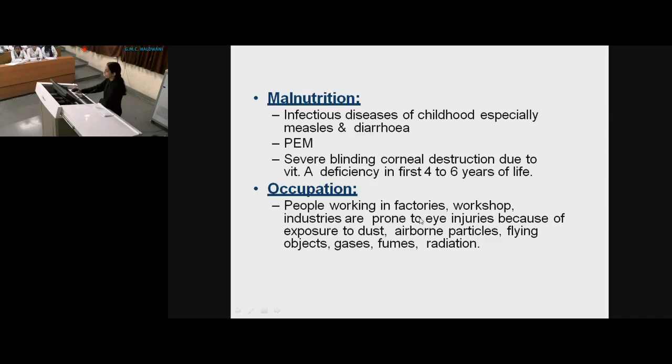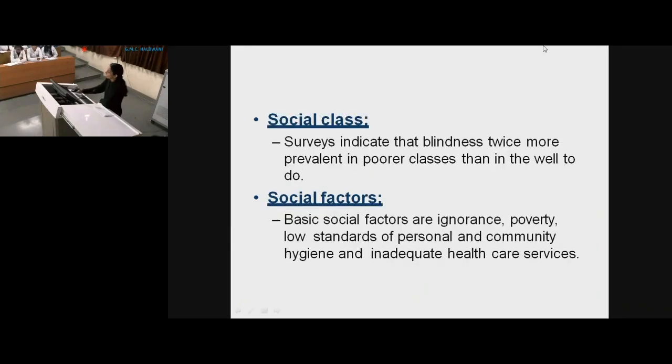Occupation: people working in factories, workshops, and industries are prone to eye injuries because of exposure to dust, airborne particles, flying objects, gases, fumes, and radiation. So this is an occupational hazard. And when the question is regarding occupational hazard or occupational injury, this should be enumerated as one of the causes. Social class: blindness prevalence is twice as common in poor classes than in the well-to-do class. Social factors responsible are ignorance, poverty, low standard of personal and community hygiene, and inadequate health care services.